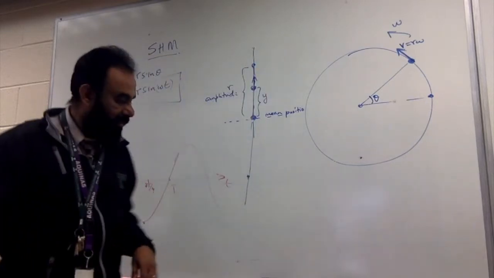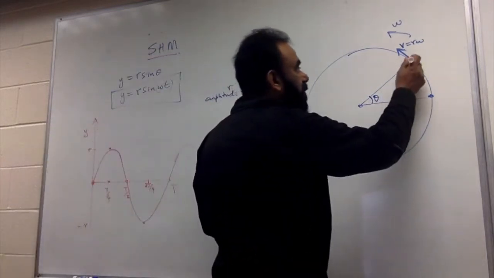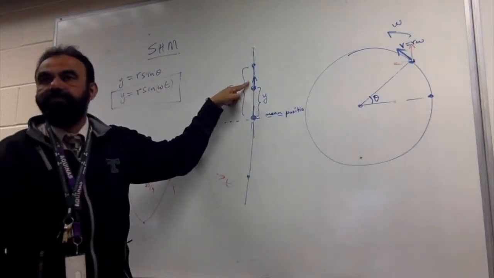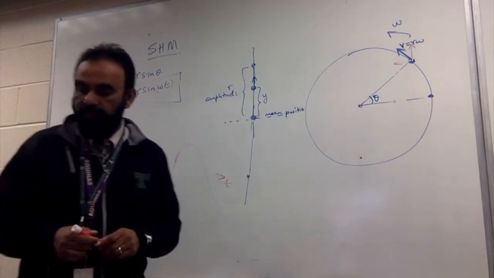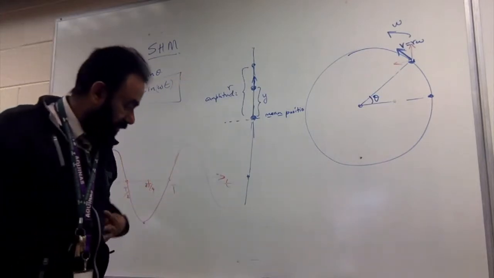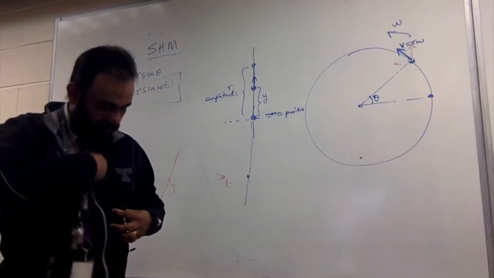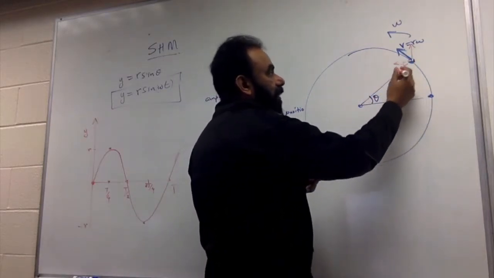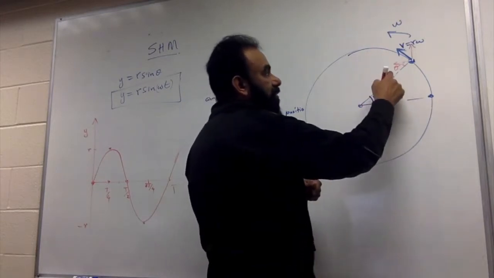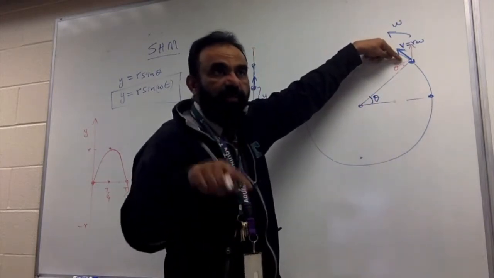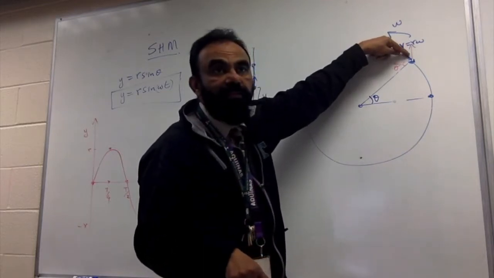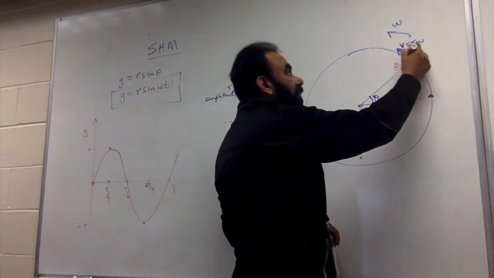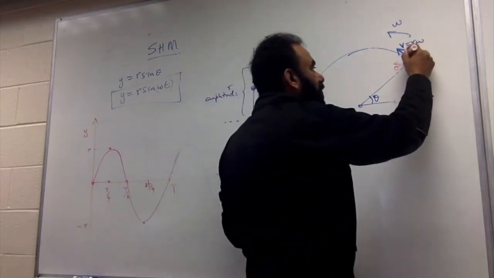No, only a component. You have to split this velocity into two components, one this way and the other this way. You need only the vertical component. So what's that vertical component? This is theta. If that is theta, what is this? 90 minus theta. And what is that then? 90 minus 90 minus theta, which is theta. So this angle is also theta.